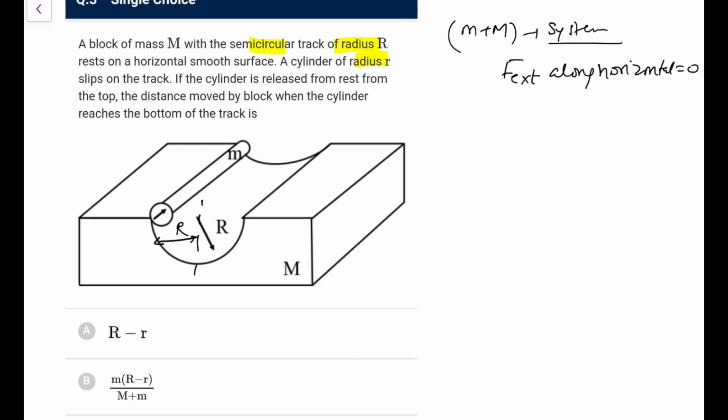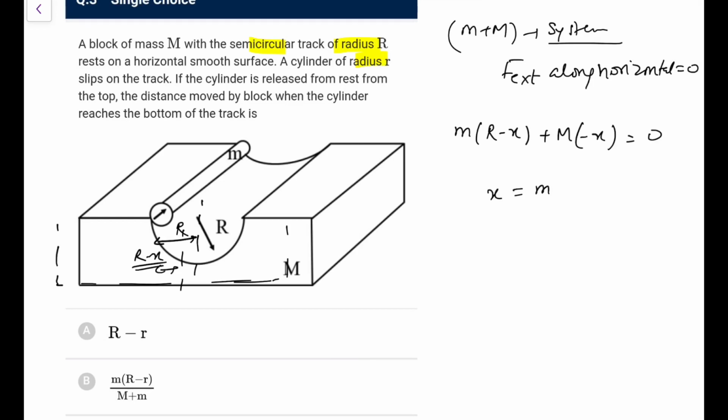So let's say it shifts back by distance x. Then we can say the effective distance moved by the cylinder would be R minus x. So what I can make out is m times (R minus x), that is m1 delta x1 plus m2 delta x2. The block has moved x back, so that would be minus Mx, equal to 0. So x you can make out as mR upon M plus m. That is a standard case for you.